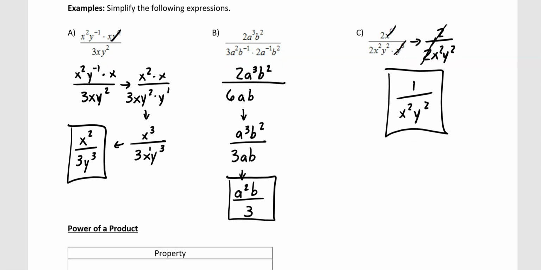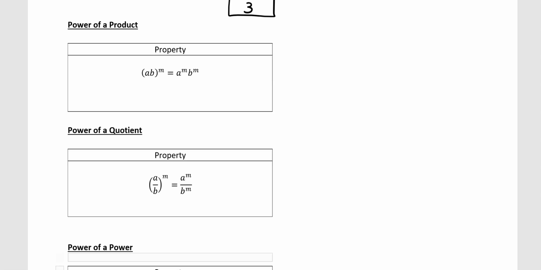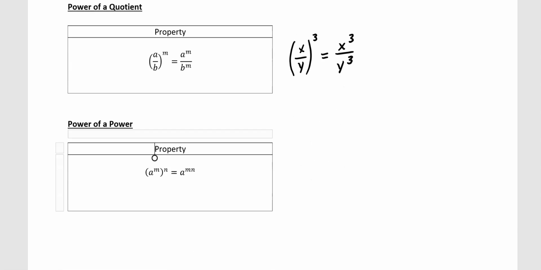All right. So let's talk about some more properties. Power of a product. A times b in parentheses to the m means it'd be a to the m times b to the m. So let's say I have xy to the third. This would equal x to the third, y to the third. The same applies in a fraction, so as a quotient. So x divided by y all to the third, that would equal x to the third divided by y to the third.